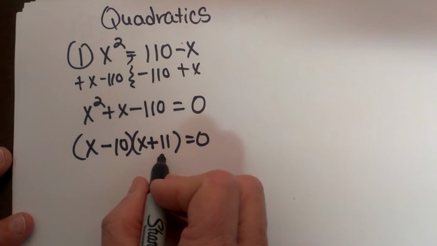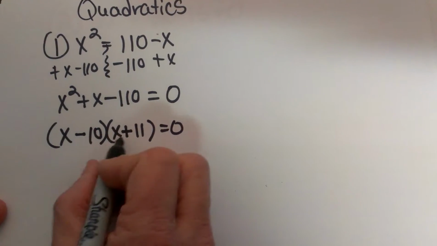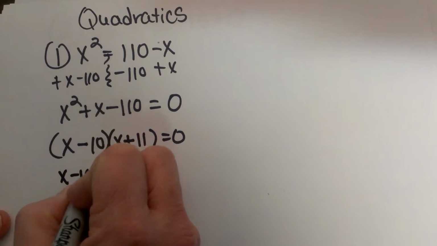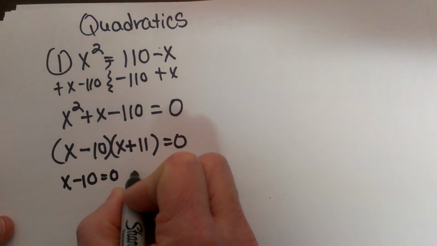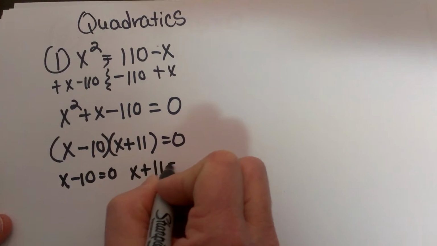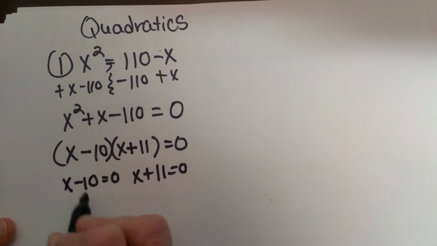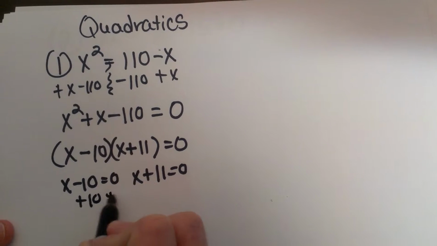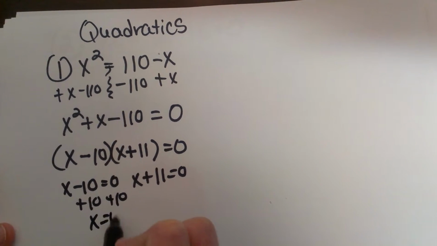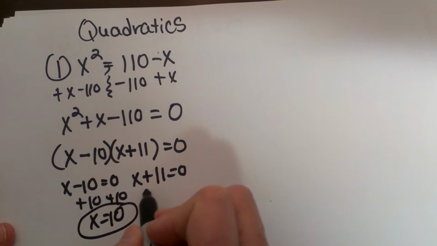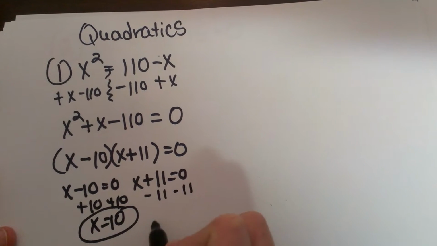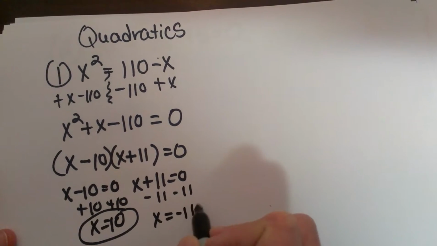Now, once you get it factored, you have to look at each case. When is x minus 10 equal to 0? And when is x plus 11 equal to 0? And just solve a basic equation. So you add 10 to both sides on this one. And so I get x is just positive 10. And over here I'm going to subtract 11. And I'm going to get x is equal to negative 11.